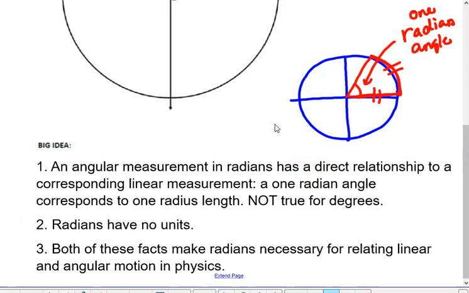We can't use degrees because degrees don't have this 1-to-1 relationship between linear and angular measurement, and degrees have units that don't make sense in the context of the problem. So we'll see that in our next example.